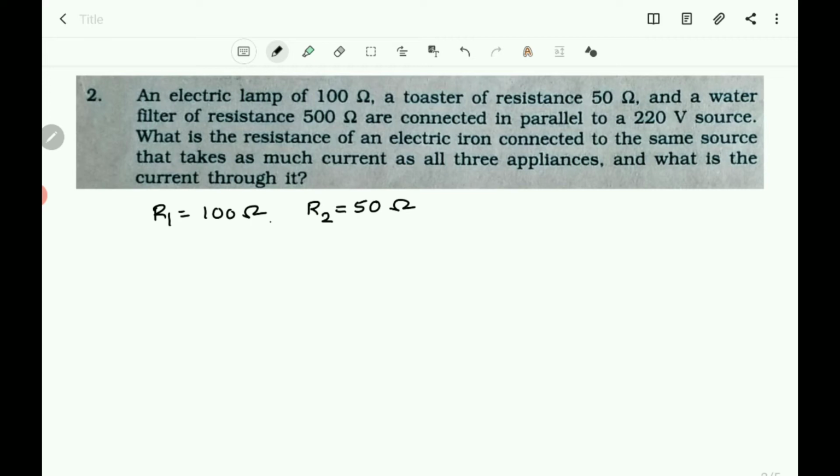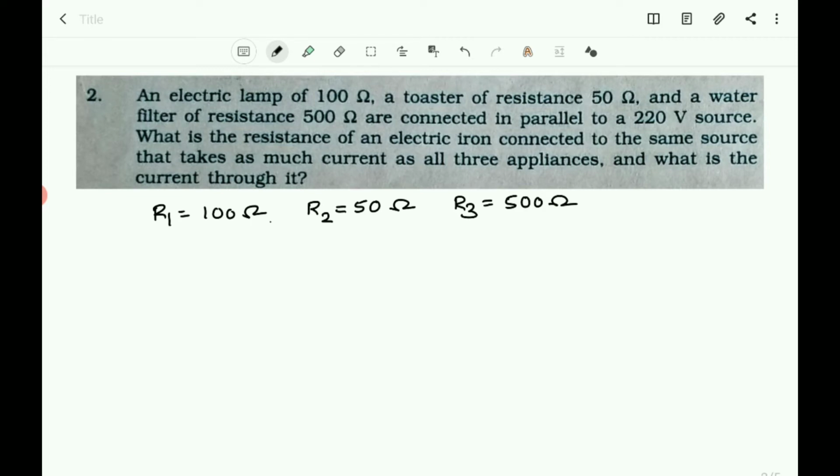Next, a water filter of resistance 500 ohm. So let us write this is R3, that is equals to 500 ohm. Next, all these are connected in parallel to a 220 volt source. What is the resistance of an electric iron connected to the same source that takes as much current as all three appliances, and what is the current through it?